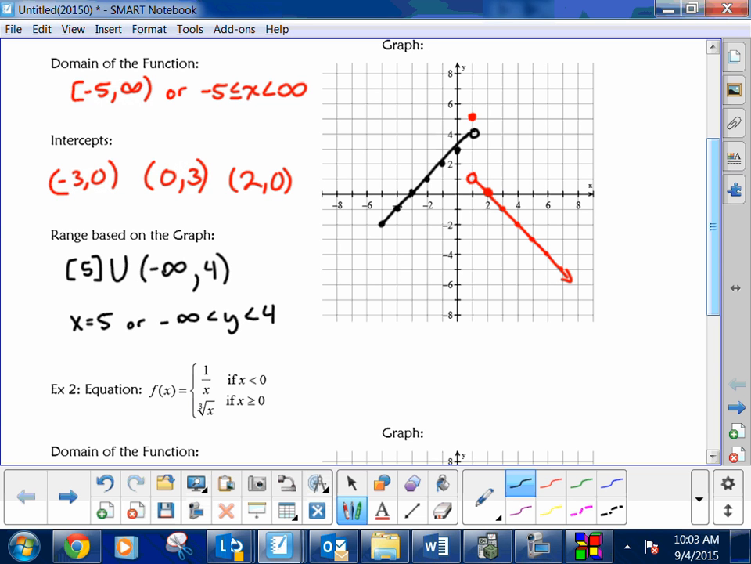Like this. Does everybody see that? So either one means the same thing. But that's exactly what the range looks like on that one. So that's kind of interesting.